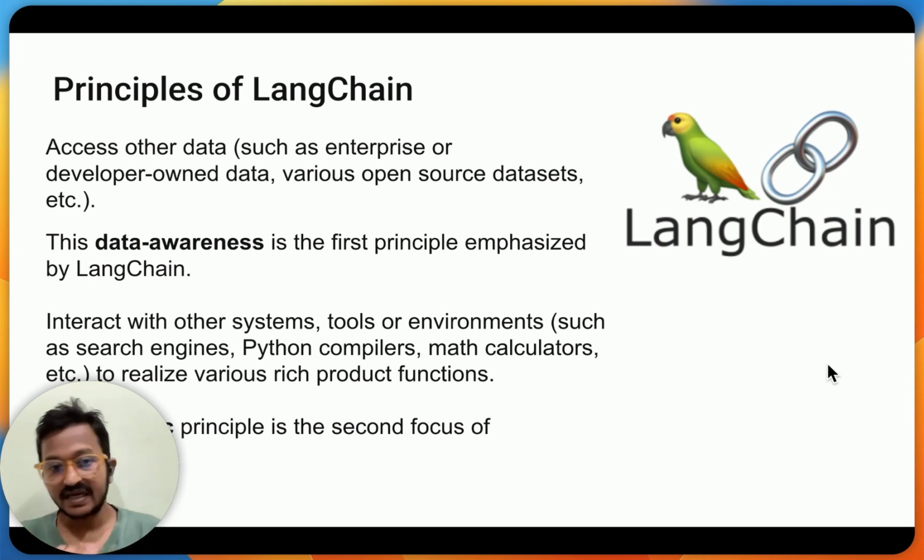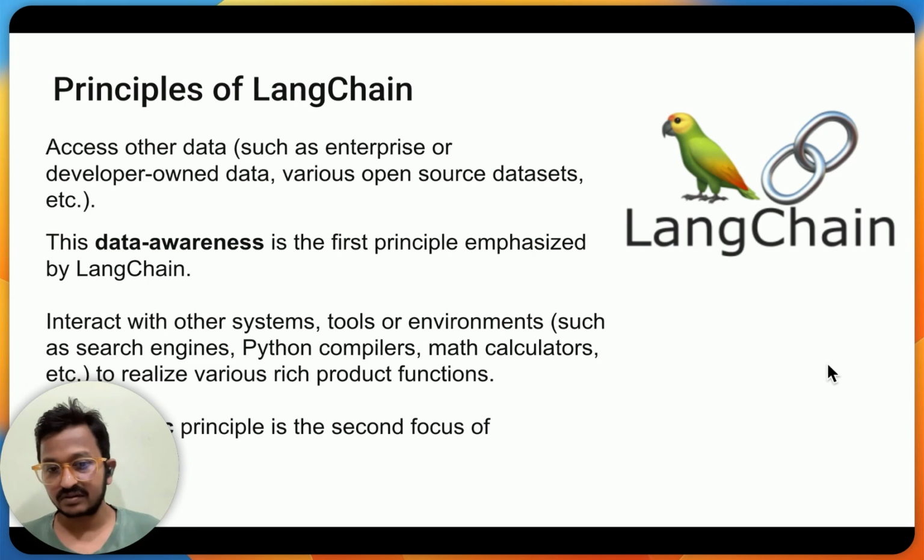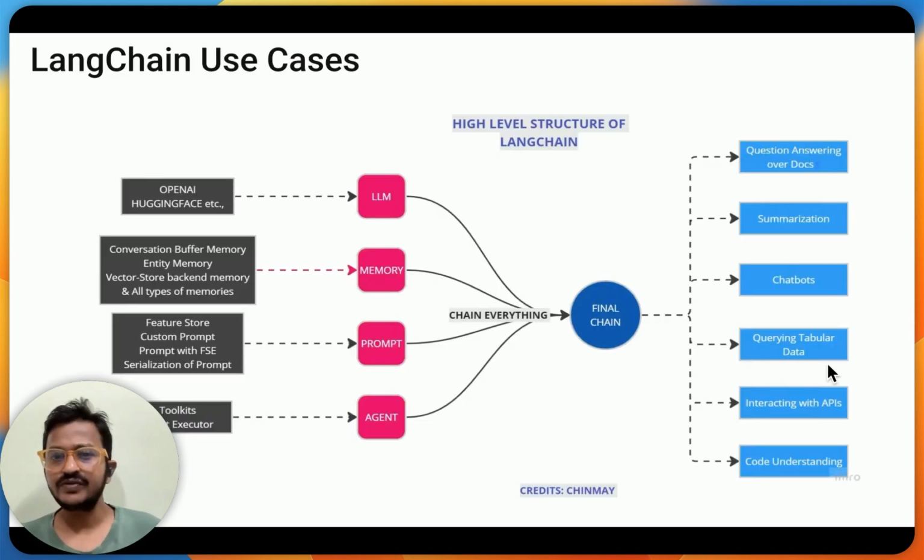And then the second principle is that it can help you interact with other tools and APIs: tool calling, API calling, Python compilers, math calculators, to realize various rich product functions. So this agentic behavior is the second principle of LangChain. So these are some of the use cases of LangChain.